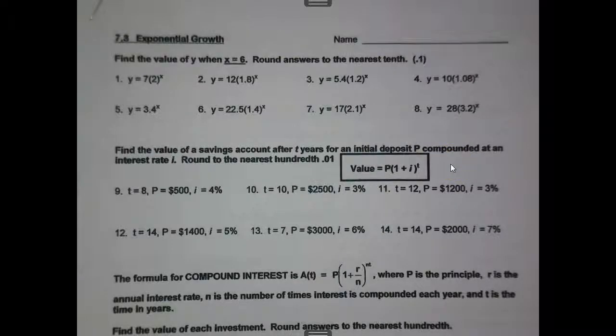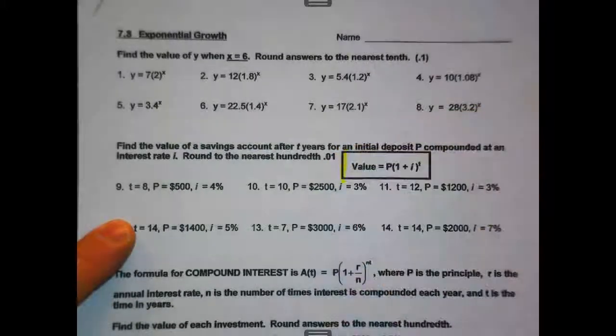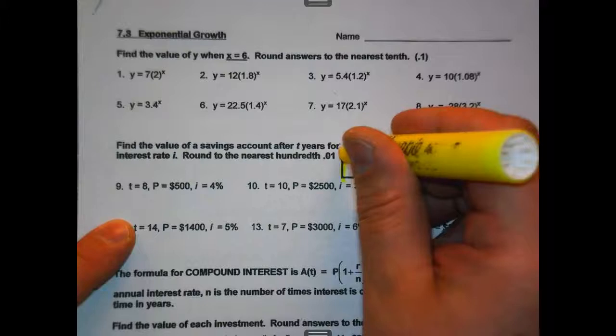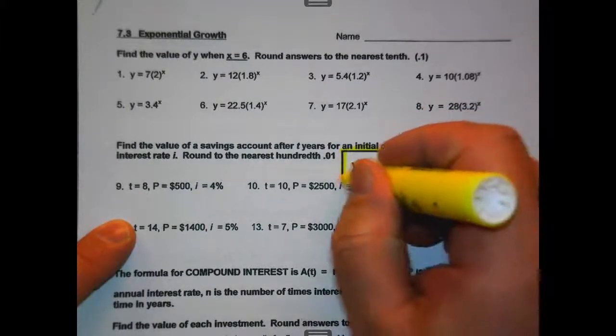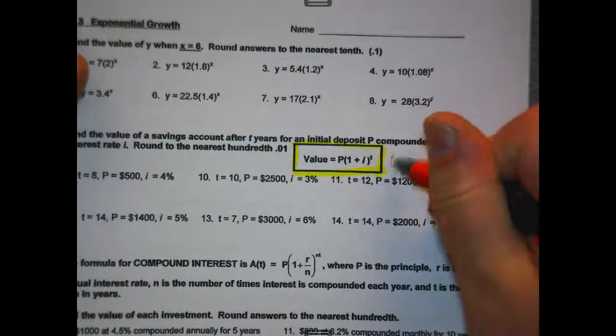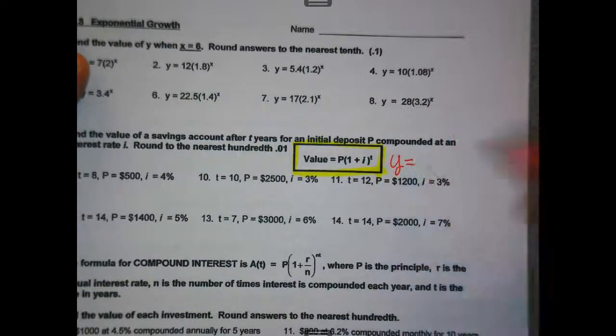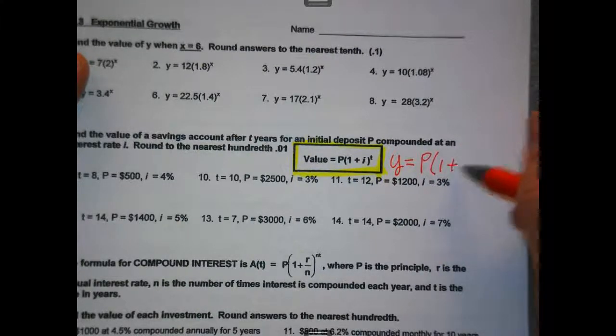And here's our formula for exponential growth. Right here, right now. And the value, which we'll call Y or capital A. I like using Y. Okay, so here's the formula: Y equals P times 1 plus I, which is the interest rate.